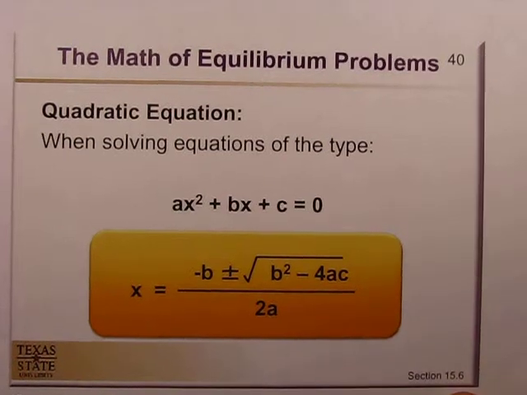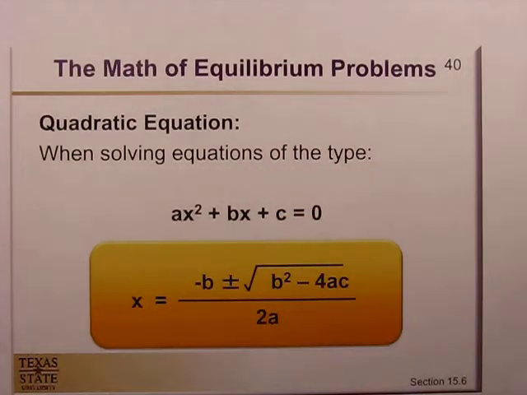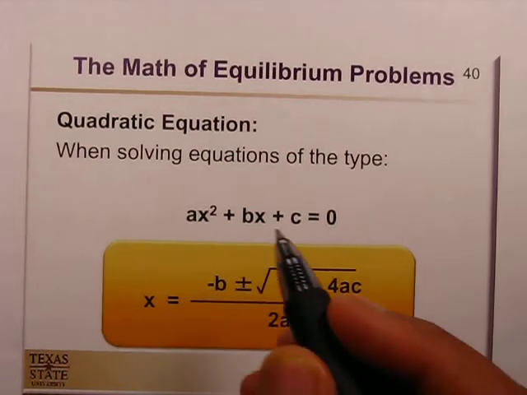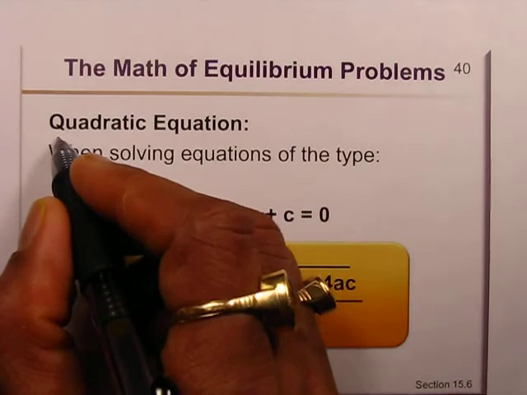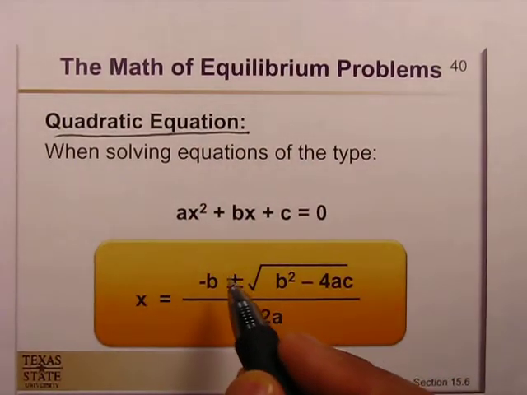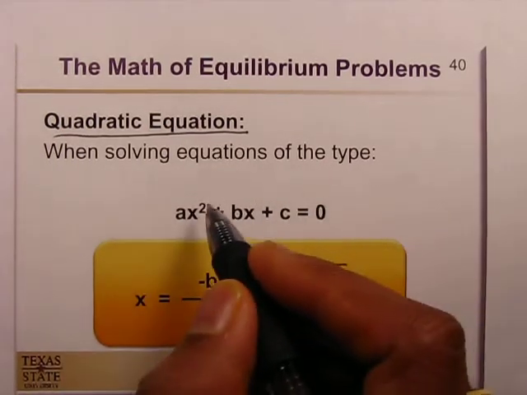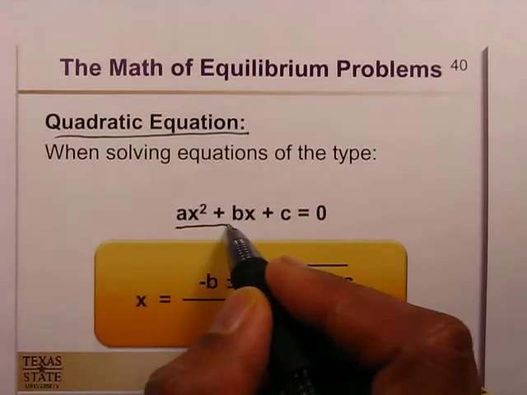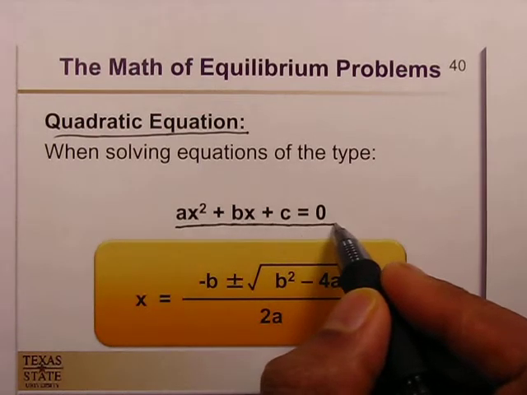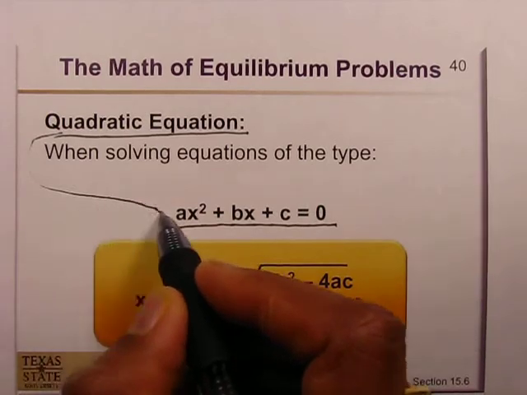So in this video we will study two very important math equations for equilibrium problems. One is called the quadratic equation. So what is the quadratic equation? When solving equations of the type ax² + bx + c = 0, this equation is called the quadratic equation.